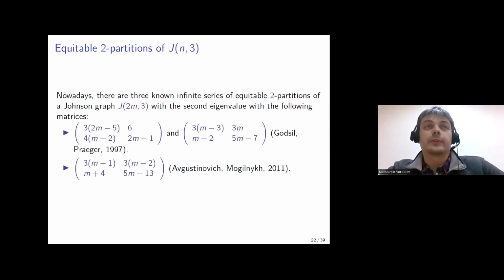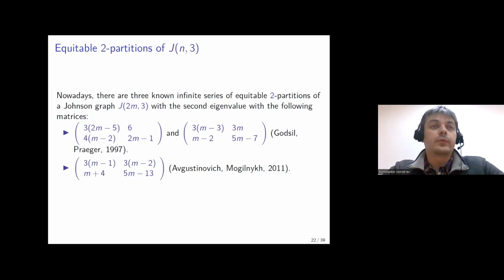So what is known here? There are 3 known infinite series of equitable 2-partitions of the Johnson graph J(n,3), for n even, with the second eigenvalue. Here you see 3 matrices. The first and the second were found by Gottsel and Prager in 1997, and the last one by Avgustinovich and Mogilnykh in 2011.